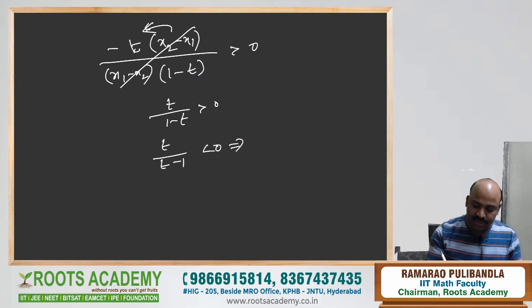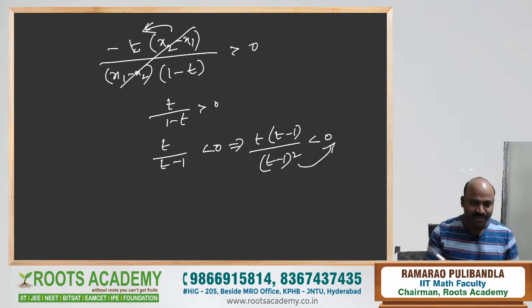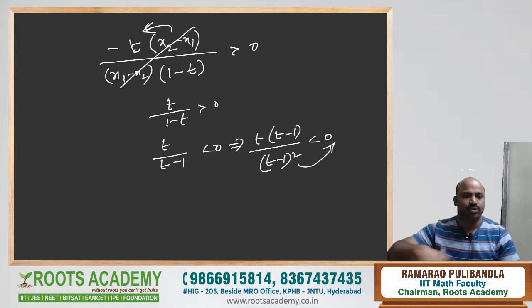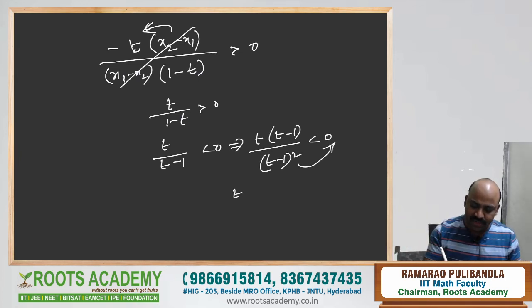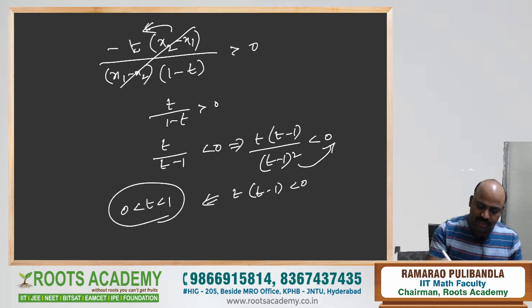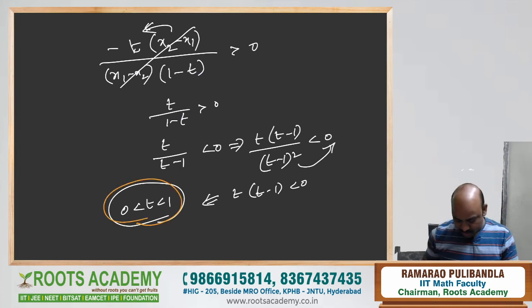Multiply numerator and denominator with (t − 1). Therefore, this (t − 1) whole square will not change the sign. So I'll get t into (t − 1) is negative. My answer is 0 less than t less than 1. This is a previous JEE question, option 2 will be the correct answer. Whether it is JEE or EAMCET or whatever, they are looking at these concepts, so be very careful.